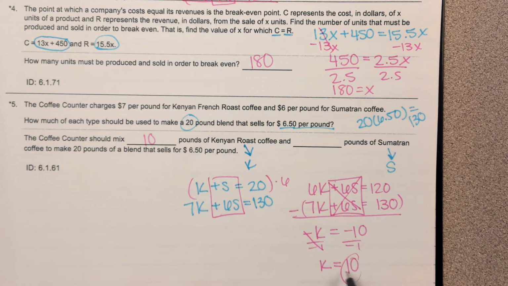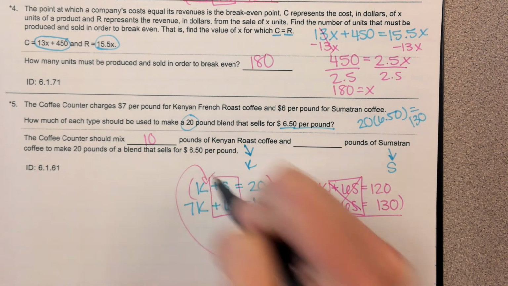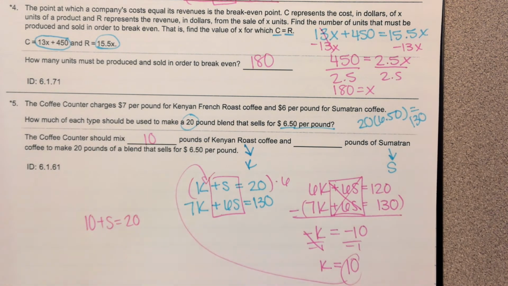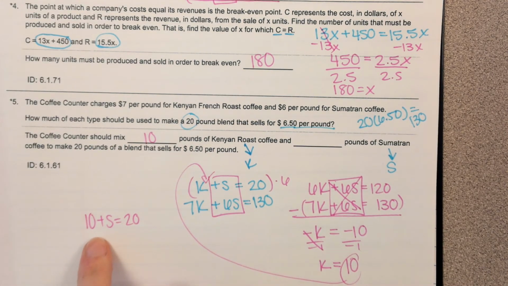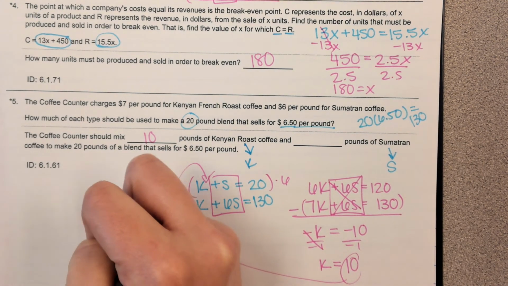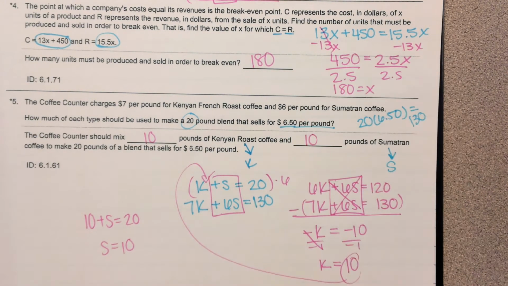And now we're going to take that 10, plug it in for K, and solve for S. So that's 10 plus S equals 20. Now, that should be a giveaway, but if you need to, you can subtract 10 from both sides, but you do get S equals 10. So 10 pounds of each roast of coffee.